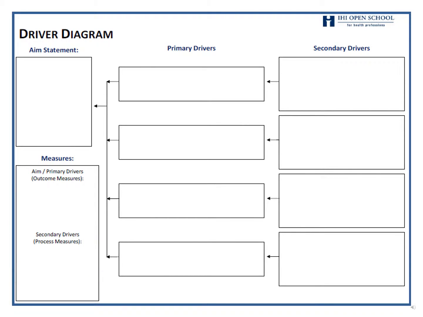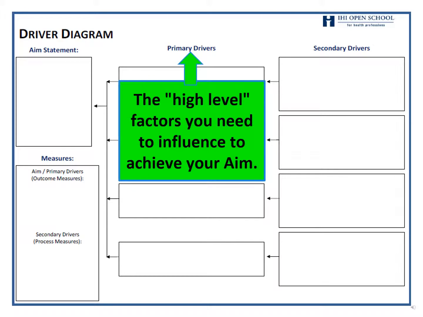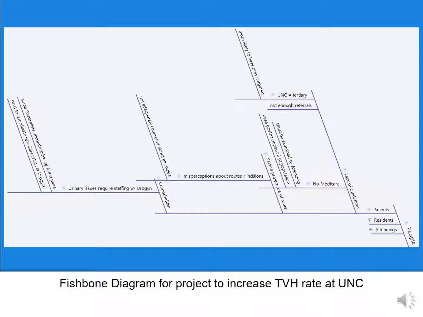So what are primary drivers? These are the high-level factors you need to influence to achieve your aim. If you look back at your fishbone diagram, primary drivers represent the major bones or the categories of root cause that you brainstormed. In this example, when we were thinking about our project to increase TVH rates, a primary driver might be the patients that are involved in the surgeries.